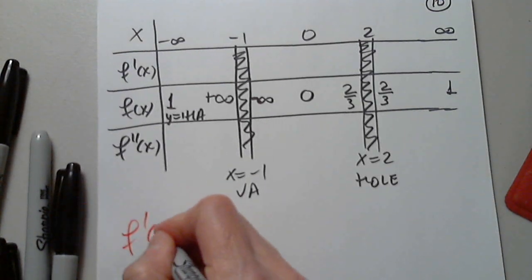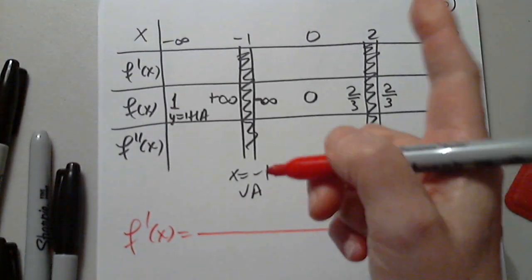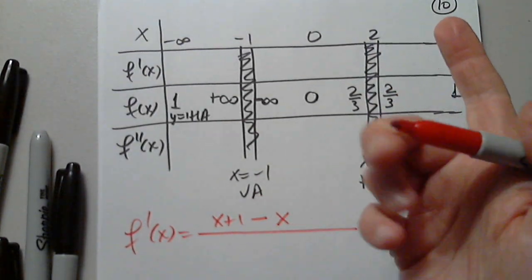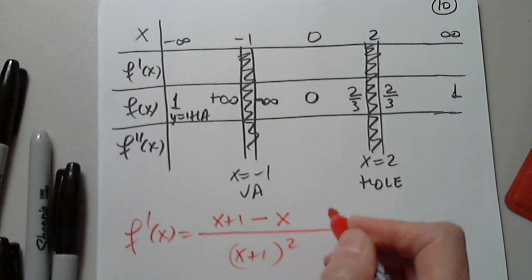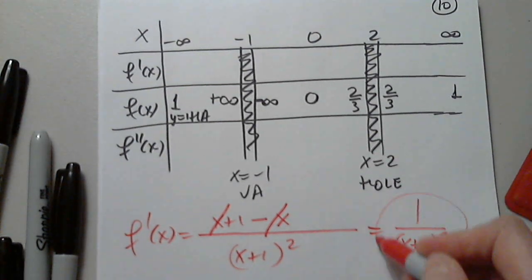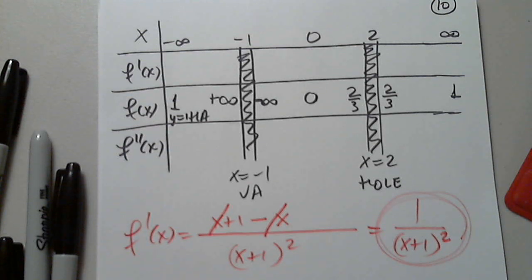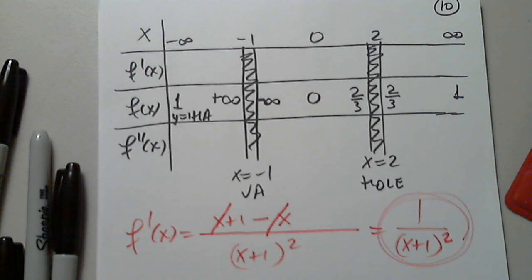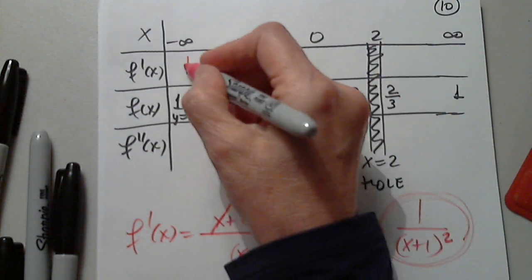So f prime, the top prime is 1 minus the top times the denominator prime, which is 1. So this is 1 over x plus 1 squared. What do you think about the sign of this function? It's never 0, by the way. But I have to put it in. So what is the sign that I will put in? Positive. Always. Thank you very much.